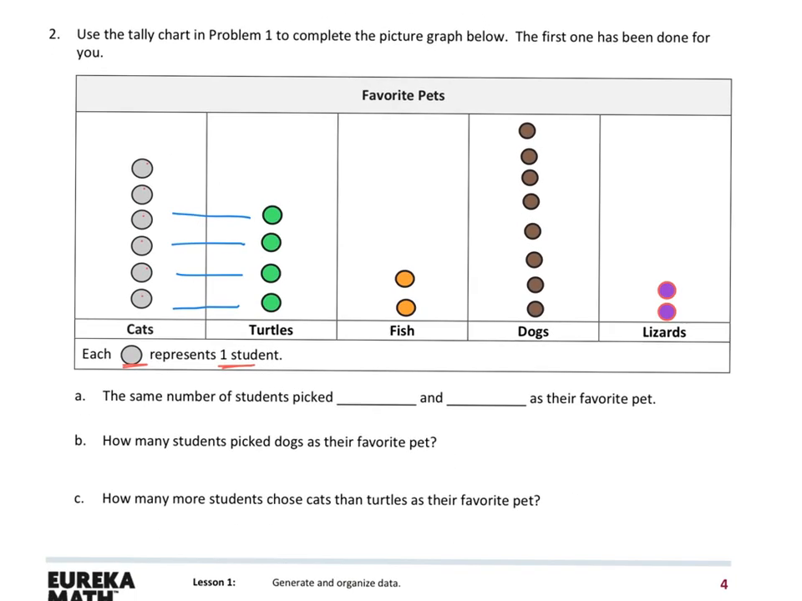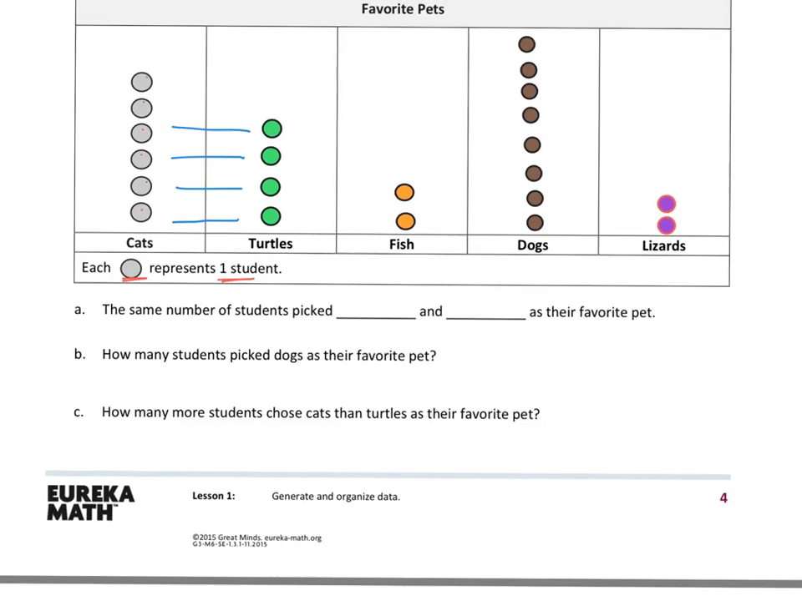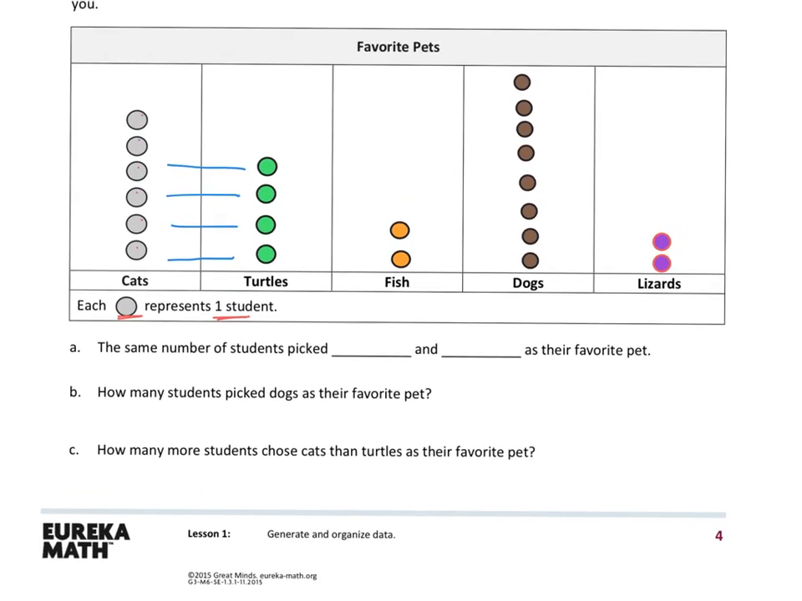So I'm going to slide down and take a look at the next question, and it says the same number of students picked blank and blank for their favorite pet. So I'm going to look at my circles and see which 2 animals have the same number. And I see that fish has 2 and lizards have 2. So it's going to be fish and lizards.